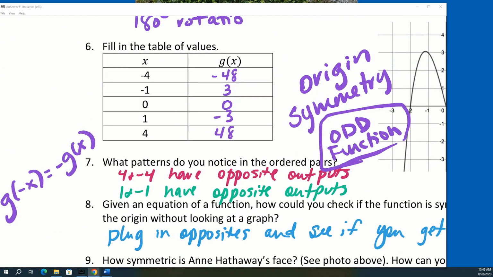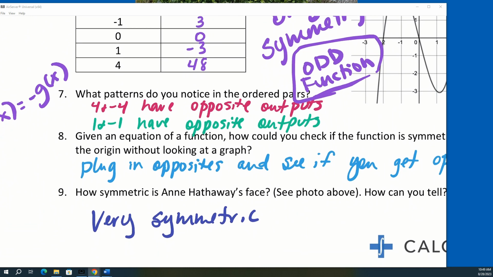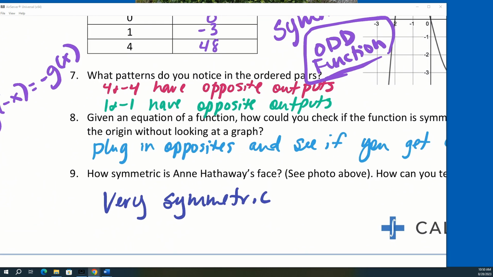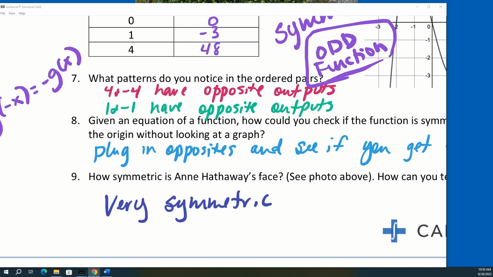And for her face, it's crazy symmetric. I think it's somehow proven that people who have symmetric faces are considered to be more attractive than people who have unsymmetric faces. That's why most models and actresses have symmetric faces.